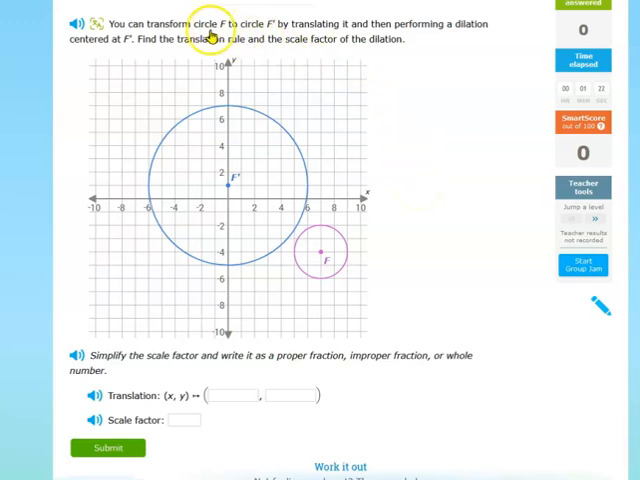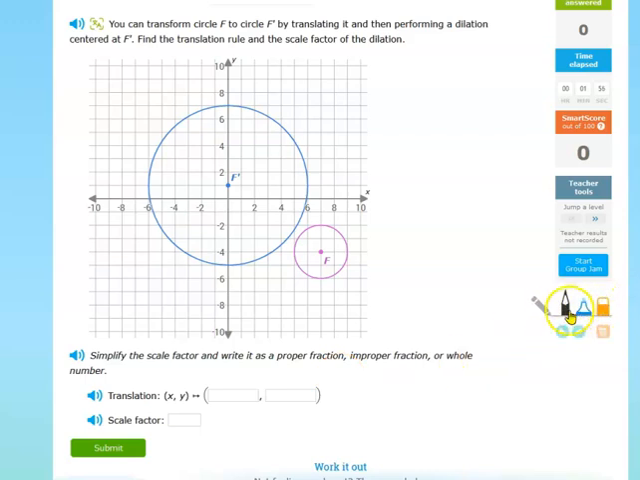Going back up to the top, it says you can transform circle F to circle F prime. So the first thing that we want to think about is what's the pre-image and what is the image. The pre-image, the before, the starting point, if you will, is going to be the point that does not have that little tick mark next to it. So this is our starting point. And then our ending point, our destination when we do this translation, is going to be the point that does have that little prime symbol. Okay, so we're going to start off by writing the translation rule.